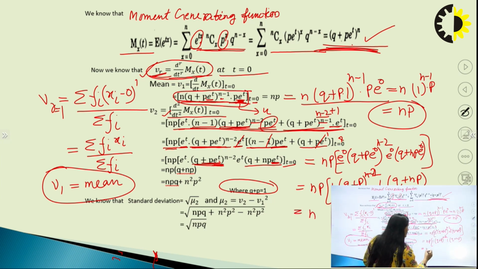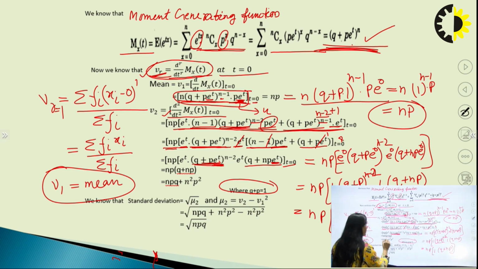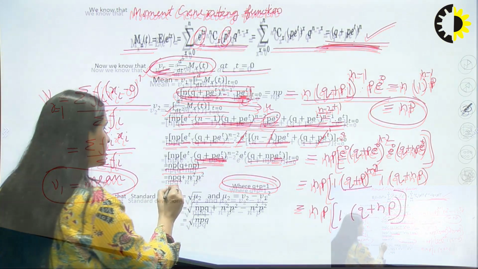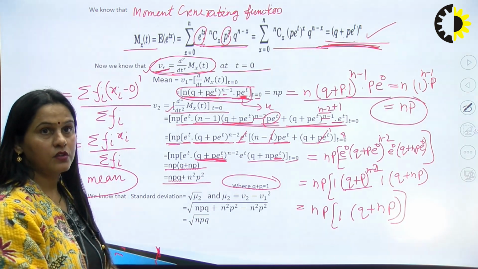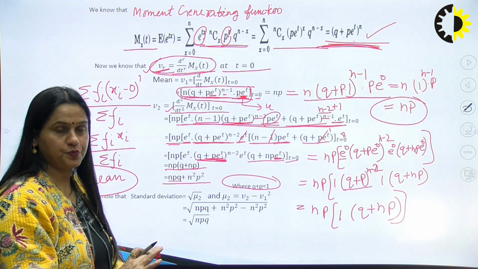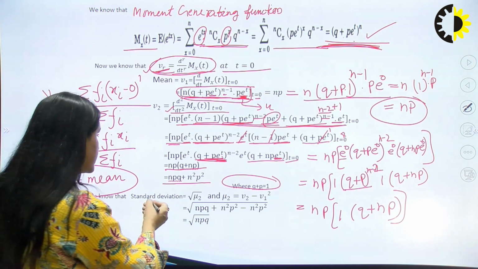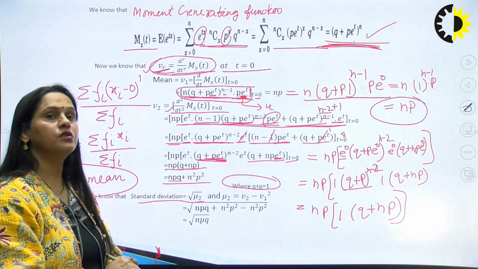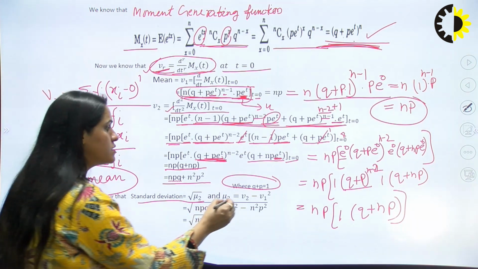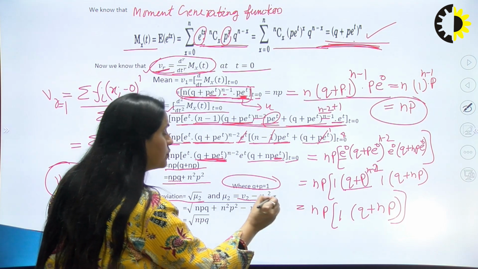See, this will become 1 because we know that q plus p is always equal to 1, and this will become q plus np. So what we are getting? We are getting np into (q plus np). So we can write here npq plus n square p square. So this we got nu2, and we know that standard deviation is equal to under root mu2. Mu2 is also known as variance, and mu2 is equal to nu2 minus nu1 square.